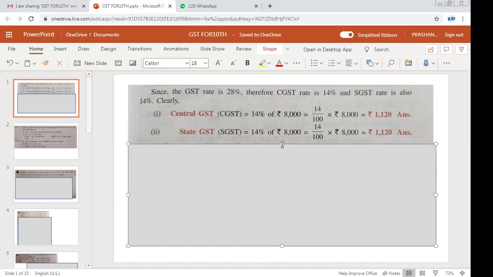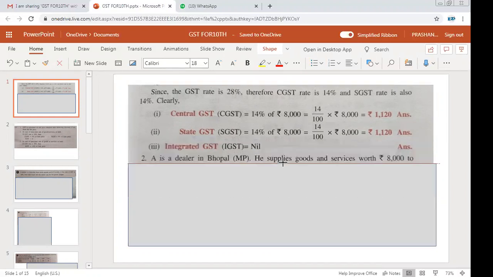This is a very important case. In this, IGST is nil. So there are three things: CGST, which is 1120, SGST, which would be 1120, and IGST is in that case nil, because this is an intra-state transaction.